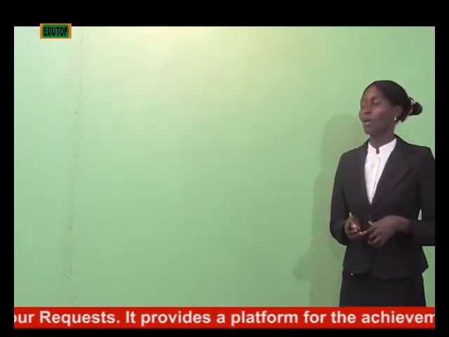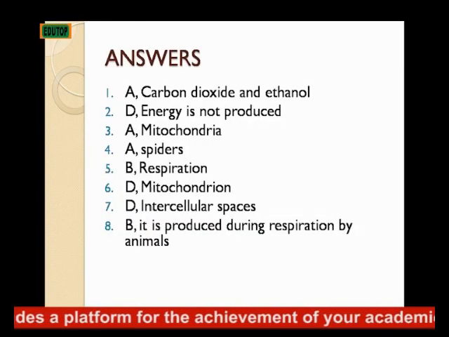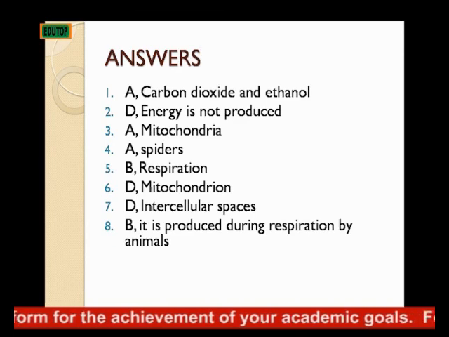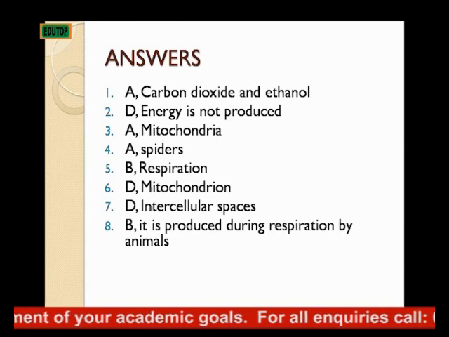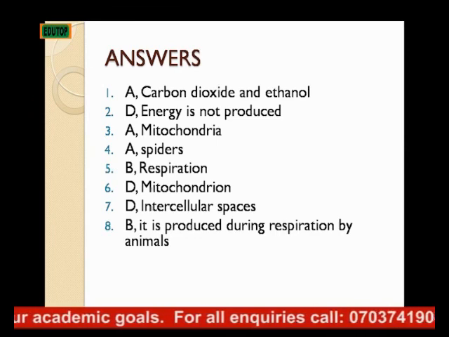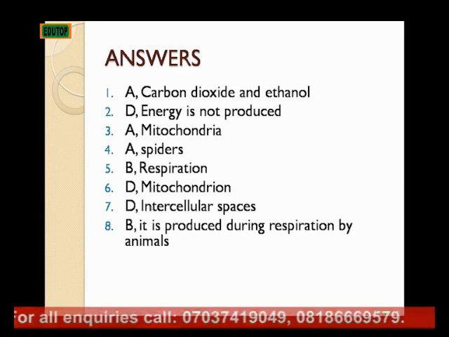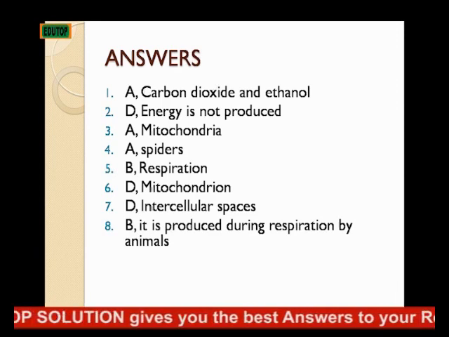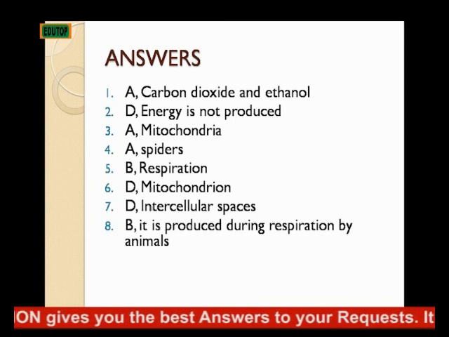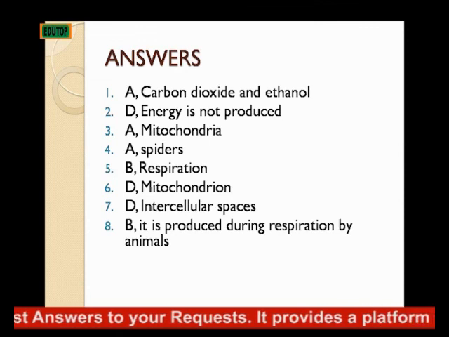So to our answers, number 1 is A. Anaerobic respiration in yeast produces carbon dioxide and ethanol. Yeast is not an animal, so that tells you that it will not produce anything other than ethanol and CO2. Then for number 2, our answer is D. Energy is not produced. Which of the following events does not occur during anaerobic respiration of glucose? Energy is not produced in the anaerobic respiration of glucose.